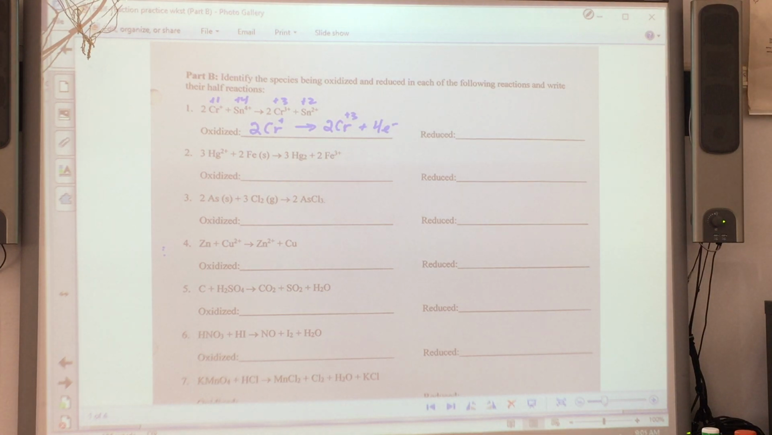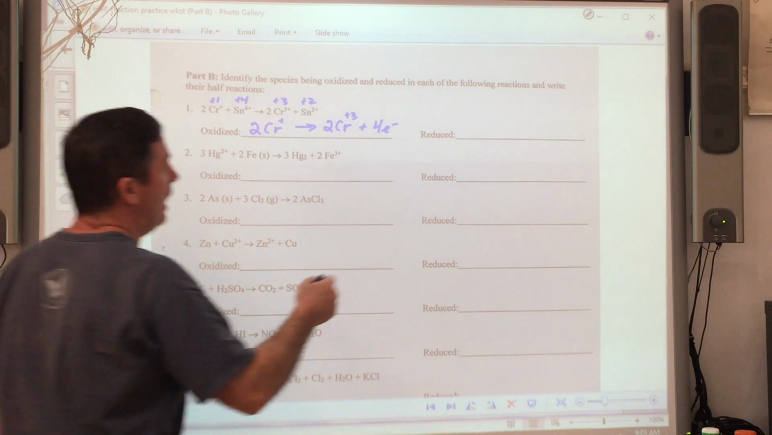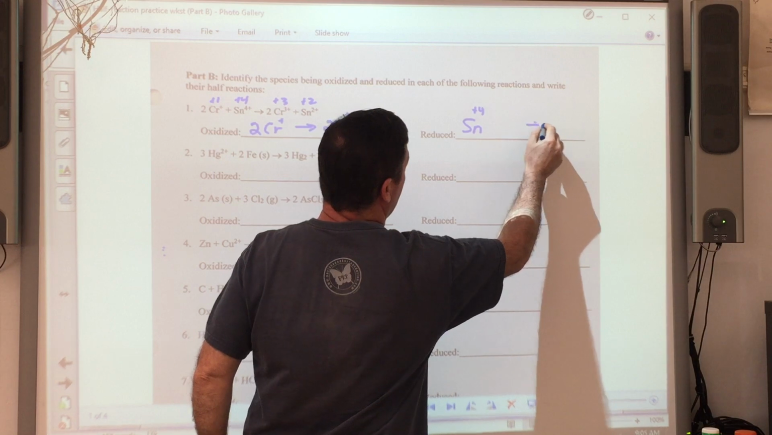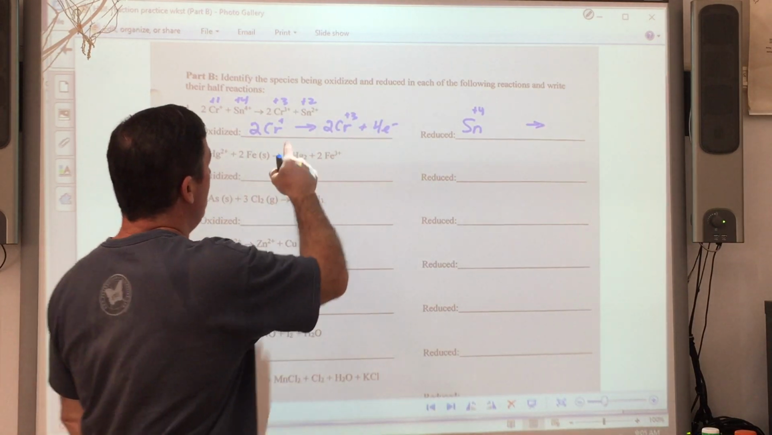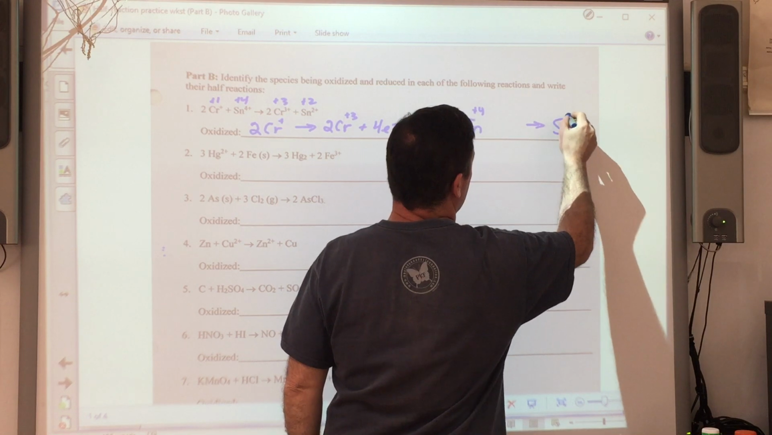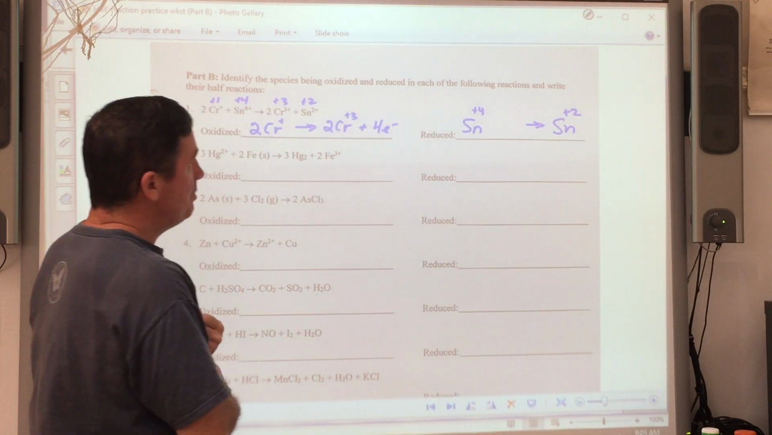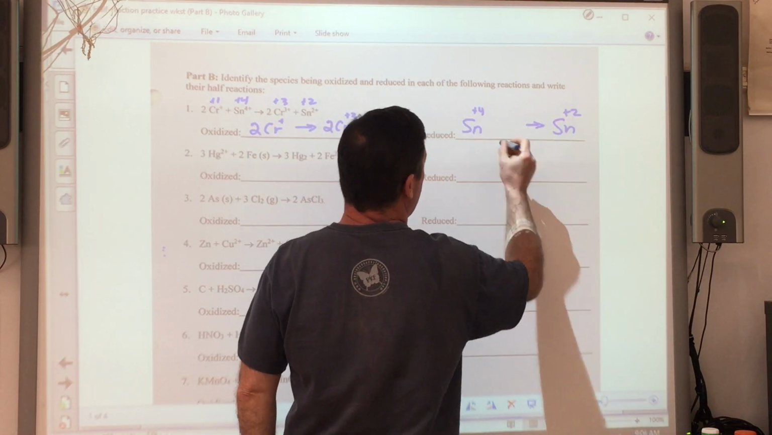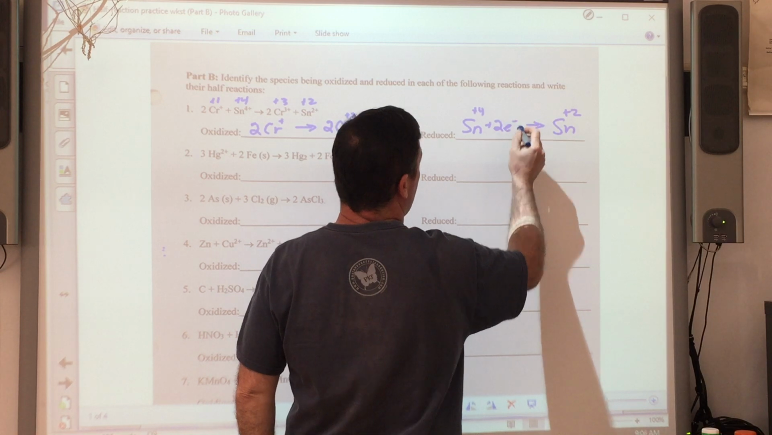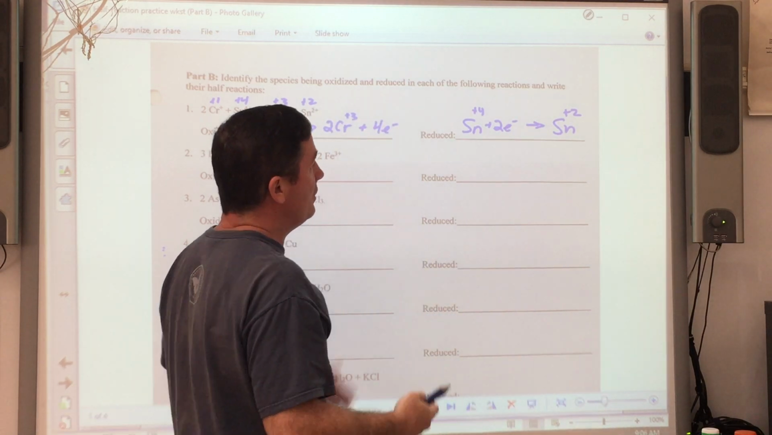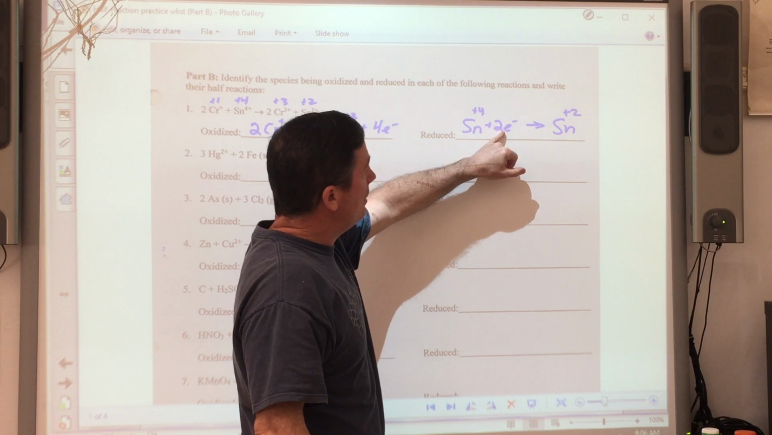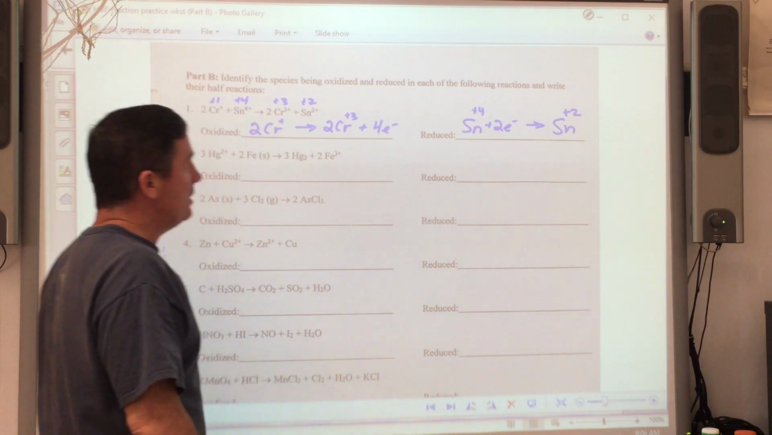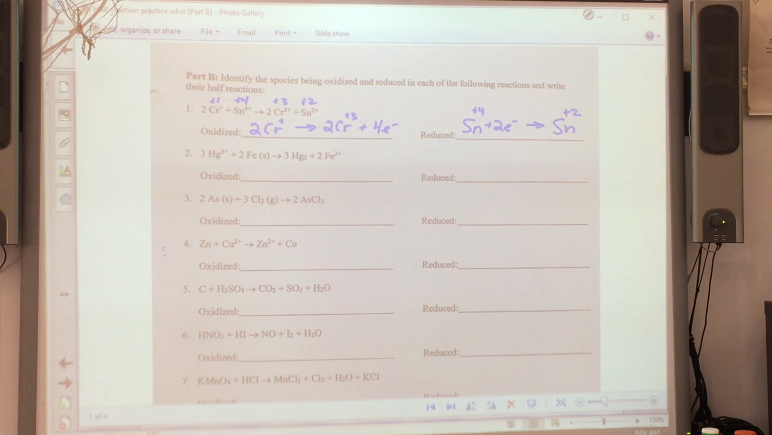How about the reduction part of it? I've got tin 4 plus, and then I've got tin 2 plus. Well, this is pretty straightforward. If I've got positive 4 on this side and positive 2 on this side, I need to add 2 electrons, which takes 2 positives away, essentially. So positive 4 and a negative 2 is a positive 2, and then I've got a positive 2 over there. So that is balanced electrically. Okay?